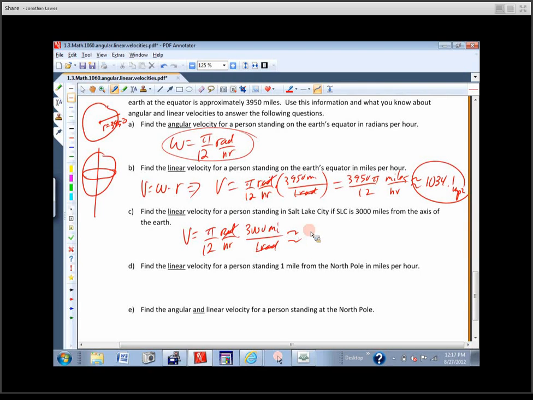Jerem, what am I paying you for? Come on. 50 pi. What is it? 785.4 miles per hour. So we're still going pretty darn fast.